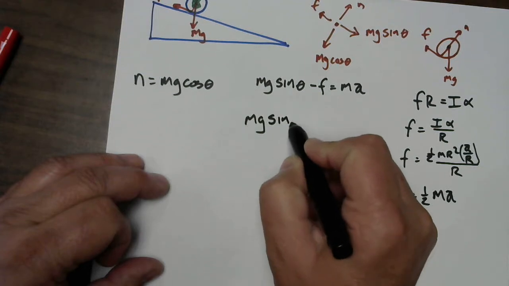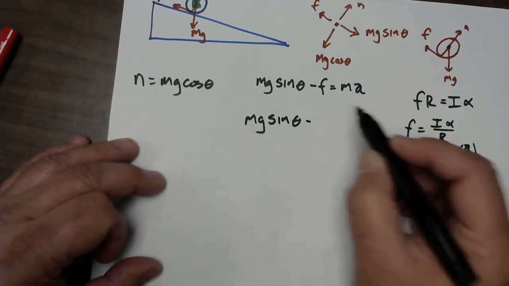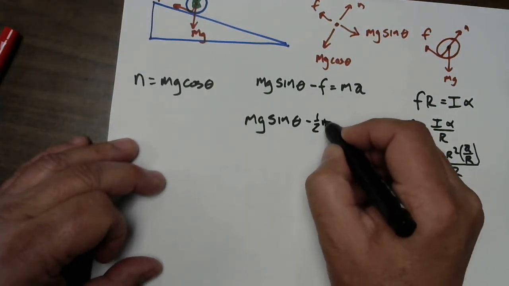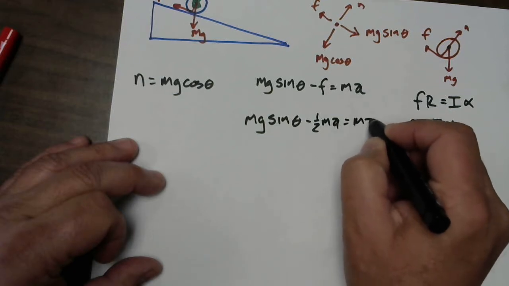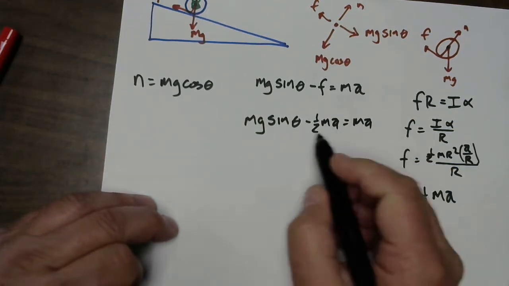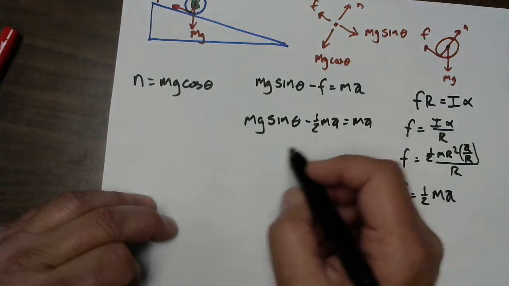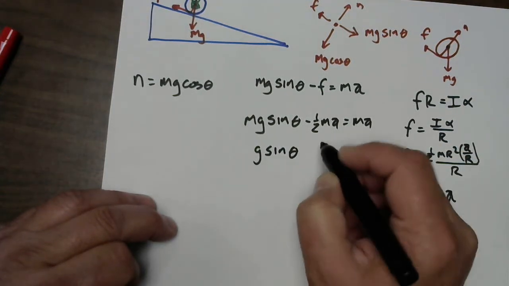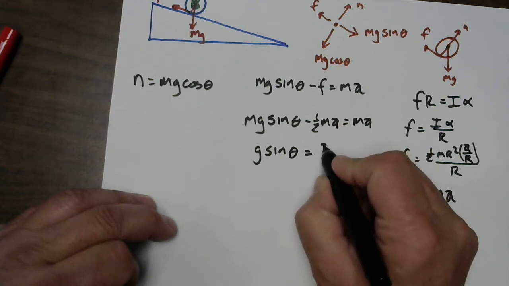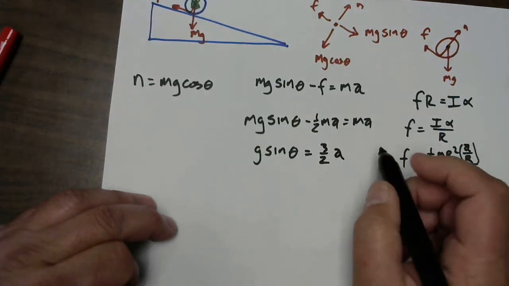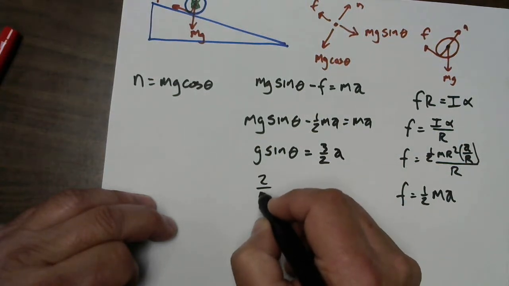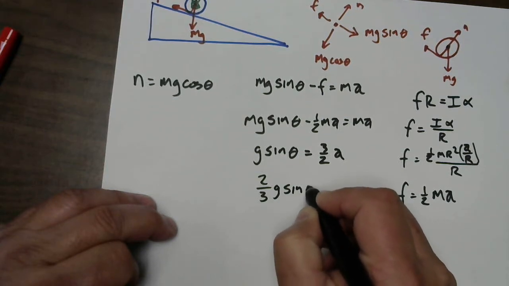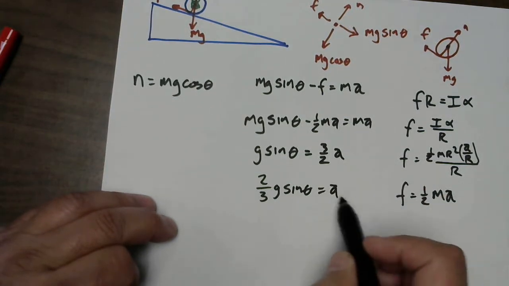mg sine theta minus 1/2 ma equals ma. Let's get that to the other side. Well, first let's cancel out all the m's. Oh my gosh, look, they're everywhere. So g sine theta equals 3/2 a, and 2/3 g sine theta equals a.